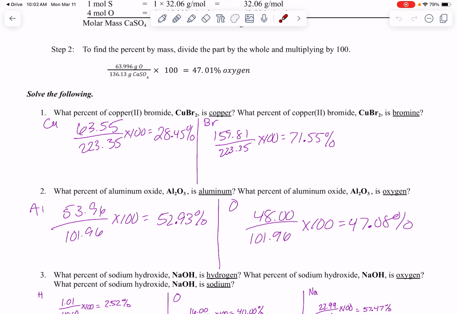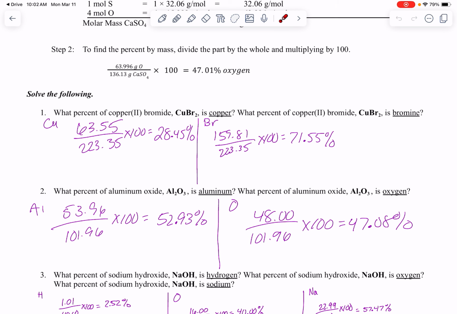The key factor here is that when we talk about bromine, there are 2 of them in the structure. So this number here reflects the mass of 2 bromines. And the molar mass on the bottom, of course, is the molar mass of copper(II) bromide, so it's the mass of the whole thing.